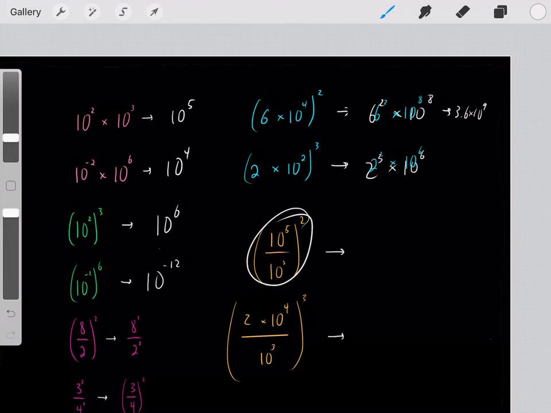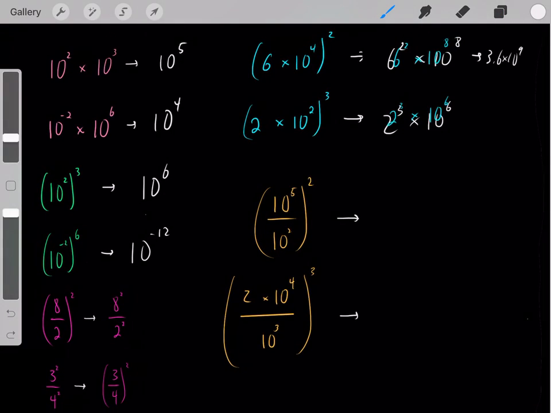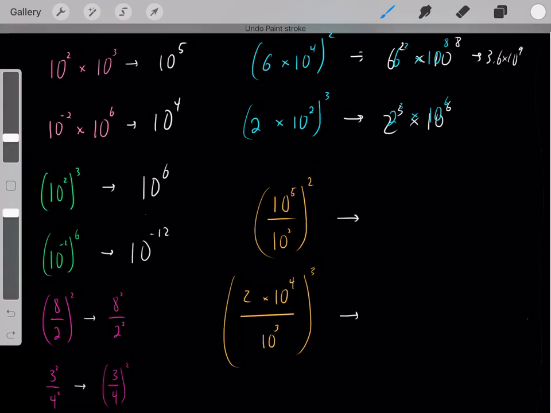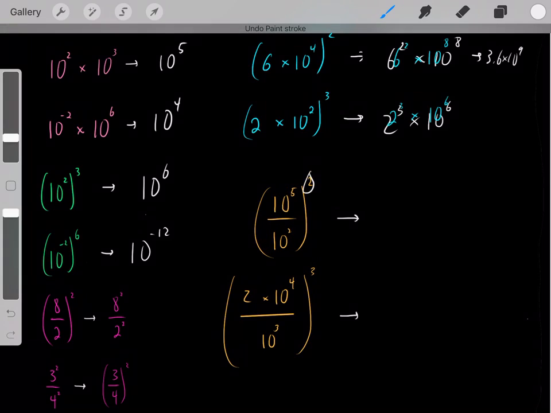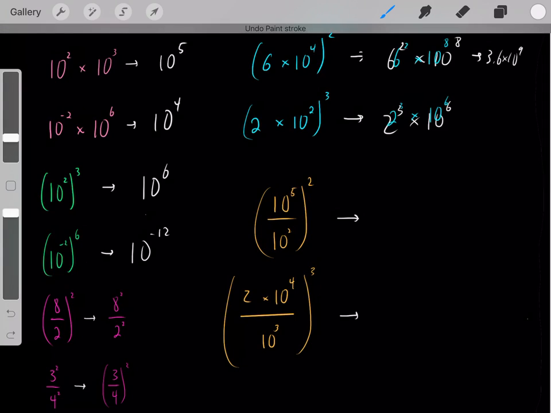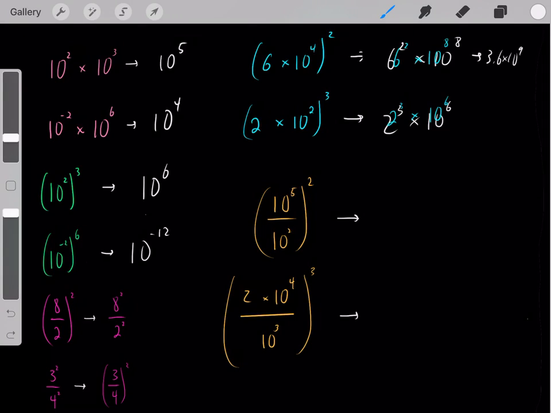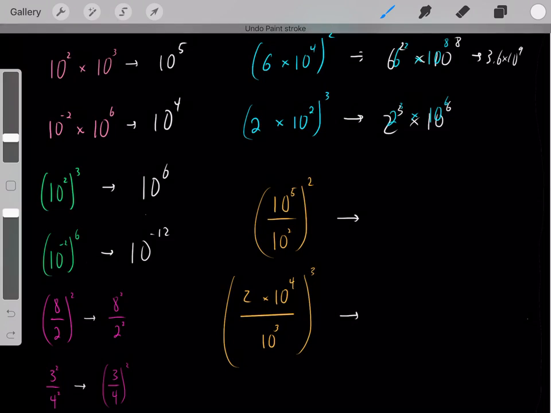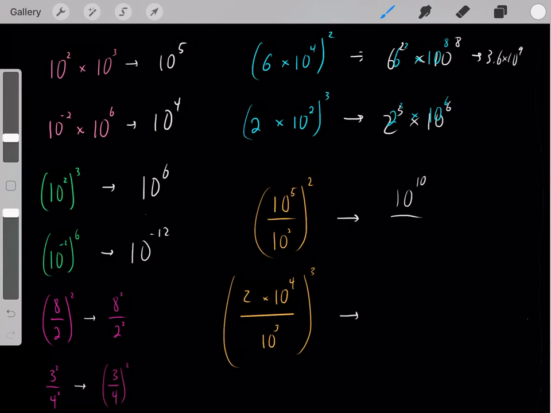So what if we have something like this? Well, again, remember our rule. When we have some kind of expression to a power, everything in that expression feels that power. So you would give this 2 to the 5 and you would give this 2 to the 2. So again, you know when you have a power to a power, you multiply them. So this would be 10 to the 10 divided by 10 to the 4.